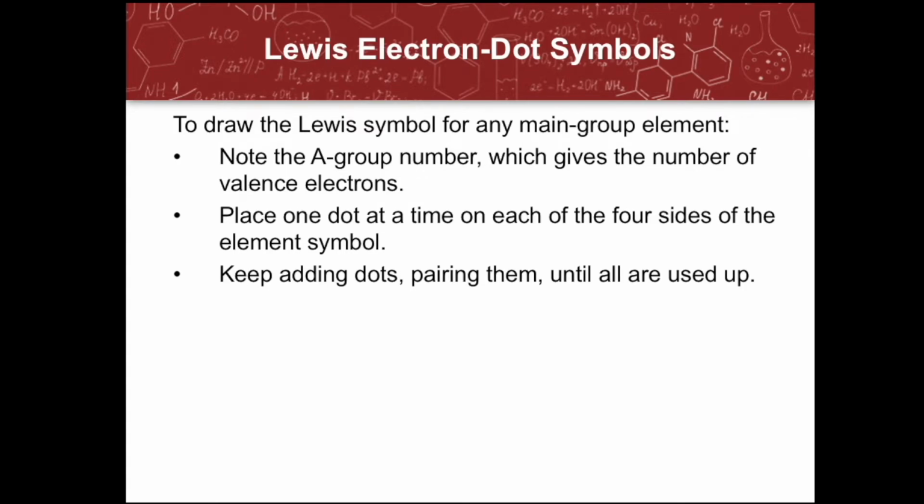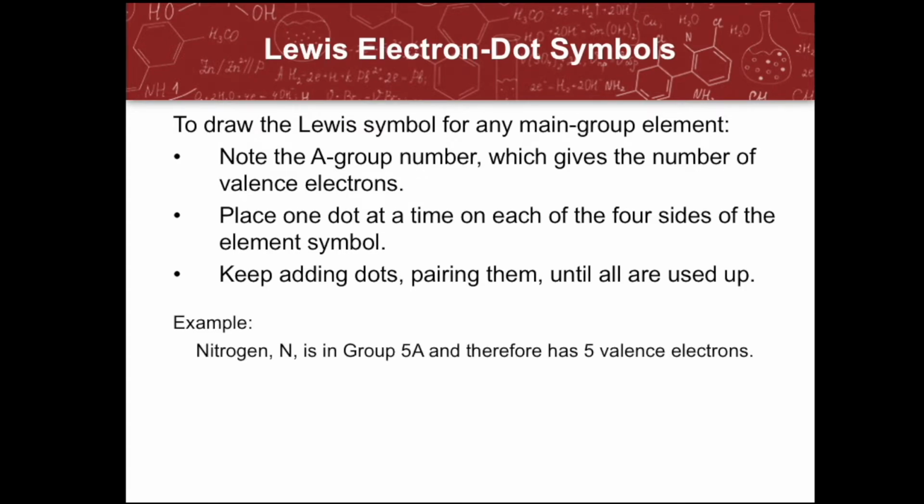For example, here we have nitrogen. Nitrogen, or N, is in group 5A. Therefore, it has 5 valence electrons. So you can draw one dot per side and then pair them up until they are all used up. Note that the specific placement of dots is not important. As seen in the example, the Lewis symbol of nitrogen can be written in different ways.